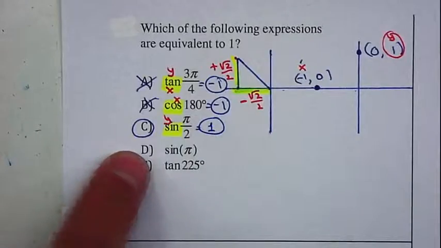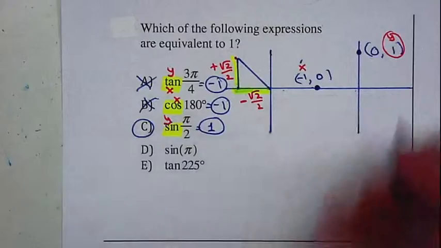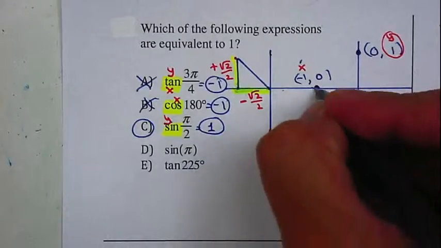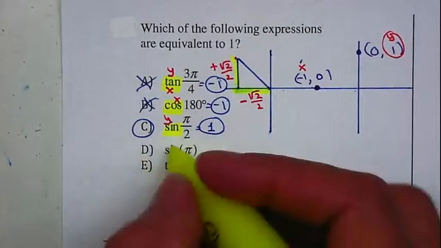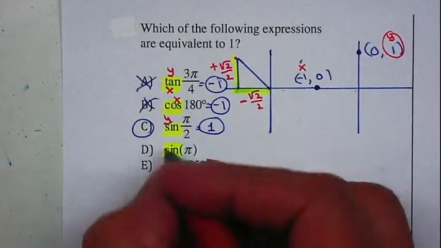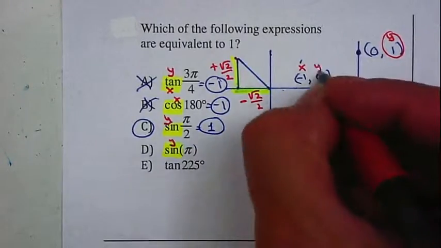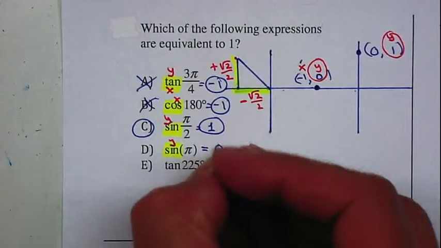Letter D, the sine of pi. Pi is equal to 180 degrees. Pi is located here, and we already labeled it. The sine is your y value. And in this case, the y value is 0. So the sine of pi is equal to 0.